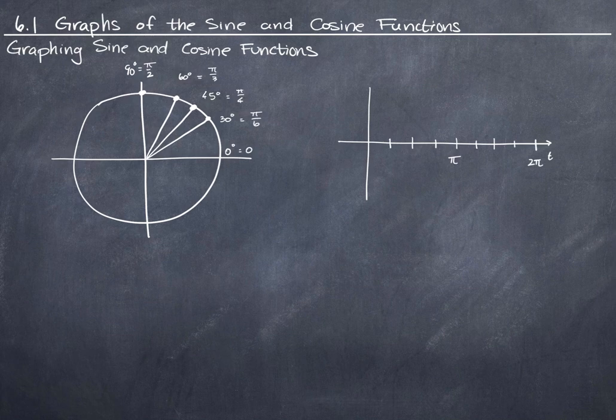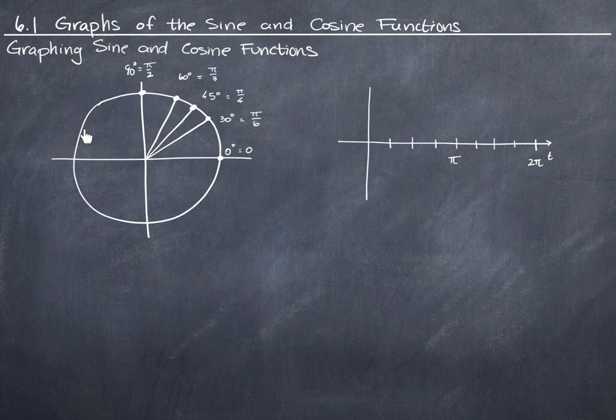I want to start this video with a quick reminder of our unit circle. This has a radius of 1, and our common angles. Here we have 0 degrees, which is equal to 0 radians. Then we have 30 degrees, which is pi over 6, 45 is pi over 4, 60 is pi over 3, and 90 is pi over 2.